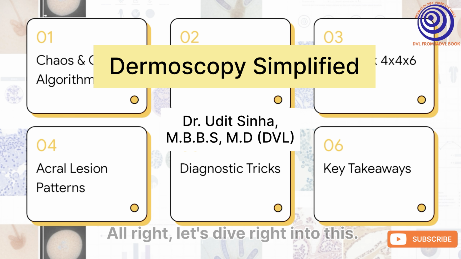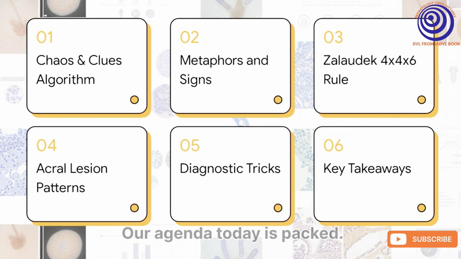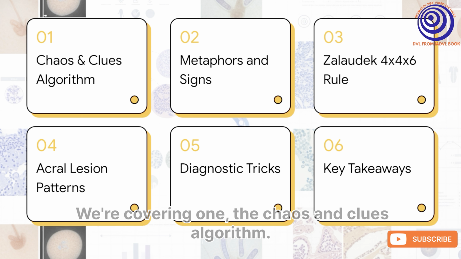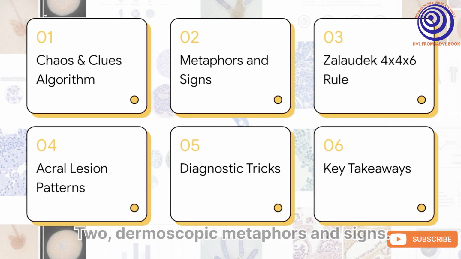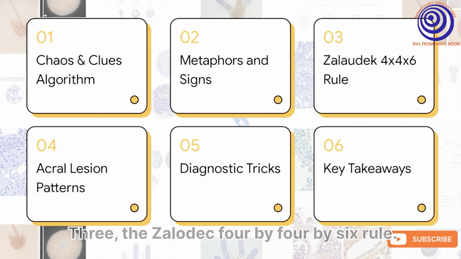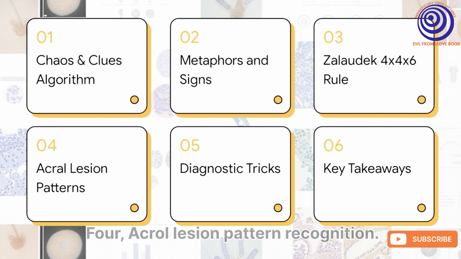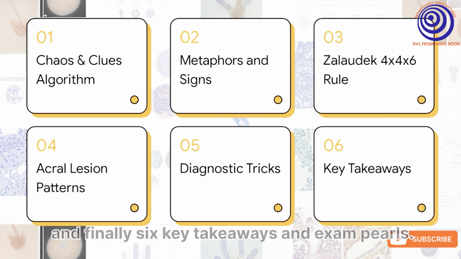All right, let's dive right into this. Our agenda today is packed. We're covering 1, the chaos and clues algorithm. 2, dermoscopic metaphors and signs. 3, the Zalaudek 4x4x6 rule. 4, acral lesion pattern recognition. 5, diagnostic tests and tricks. And finally, 6, key takeaways and exam pearls.